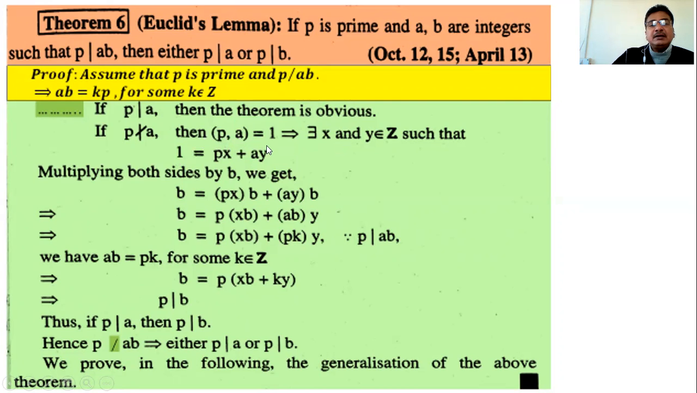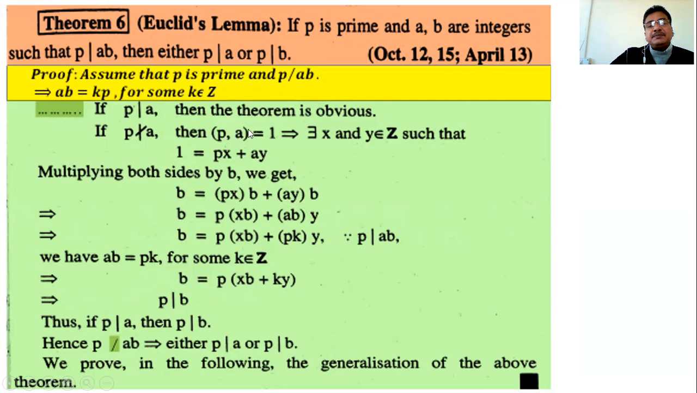This means we have to find the common divisors of P and A. So what are the divisors of P? 1 and P. So 1 is a common divisor of P and A. And the other divisor of P is only P.